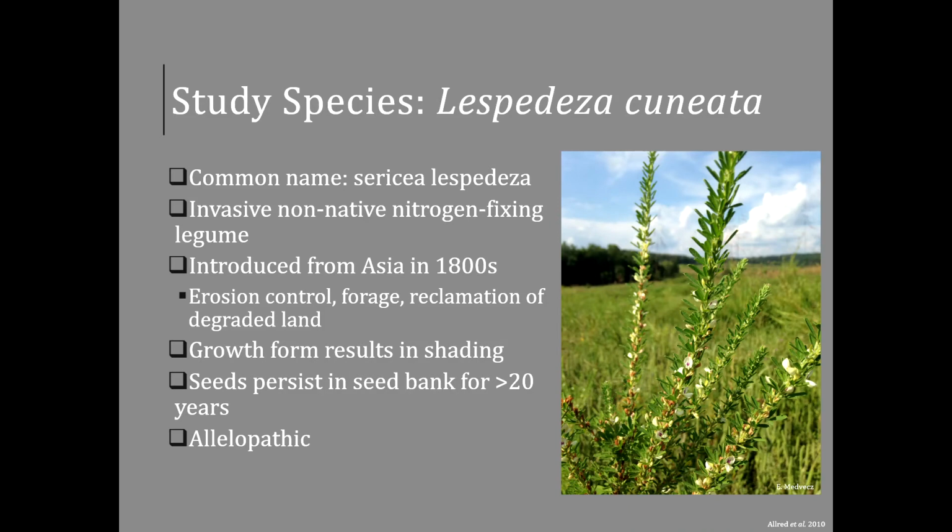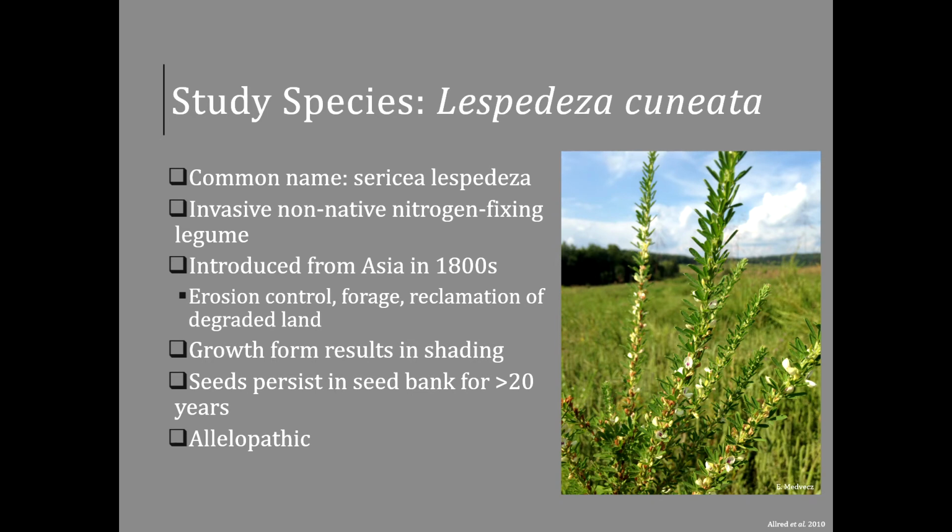This is an invasive, non-native nitrogen-fixing legume that was introduced from Asia in the 1800s. It was intentionally planted in the southeastern part of the United States for erosion control. It was also planted as a forage crop and to help reclaim degraded land. Some of its characteristics that make it a really great invader is once it comes in and establishes, it can grow up to 6 feet tall, and then it has a tendency to flop over and form a carpet. And this results in shading of all of the native plants that are growing in the same area.